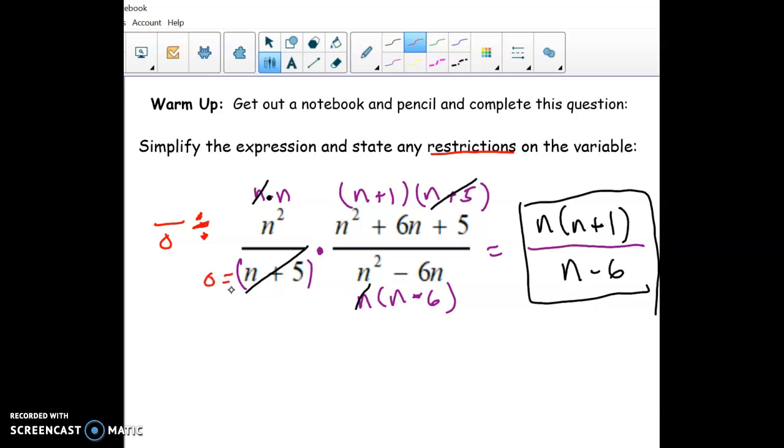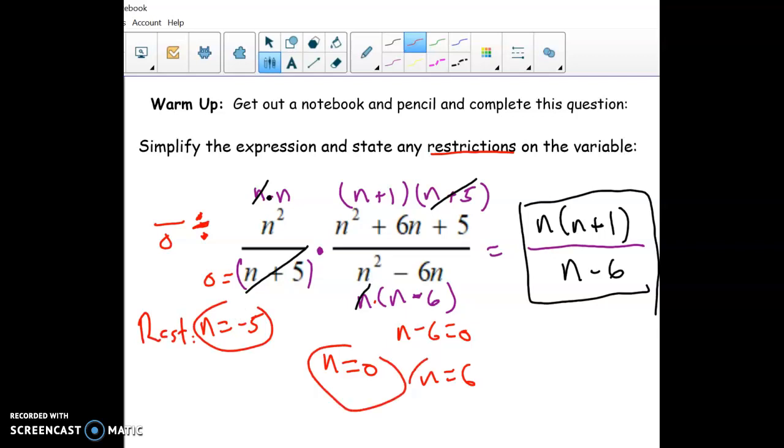So if I set this denominator to 0, that would come out 0 when n is negative 5. Here, if I set n minus 6 to be 0, that would be 6. And then anytime you have a times n, that's going to make a restriction of 0. Like if n is 0, 0 squared minus 6 times 0 is 0. So the times n makes a restriction of 0. So here are our 3 restrictions. Sorry for the poor handwriting, but we got negative 5, 0, and 6 are the restrictions. So again, that just happens when the denominator is 0.